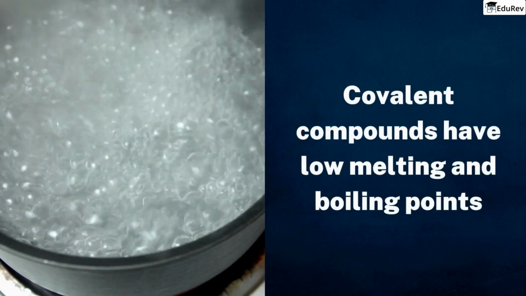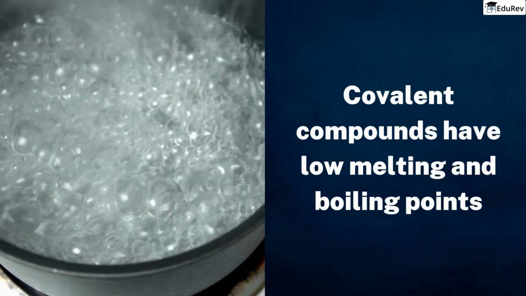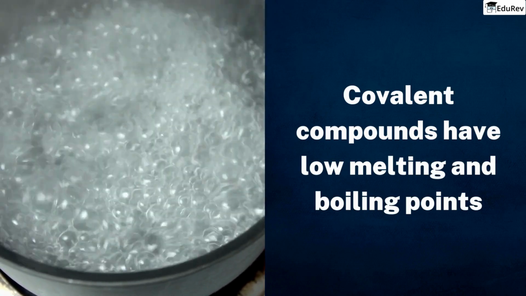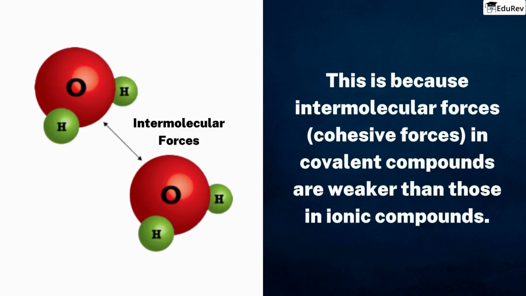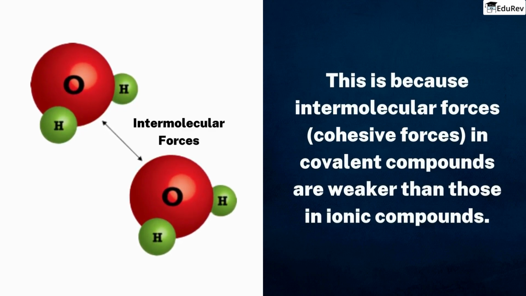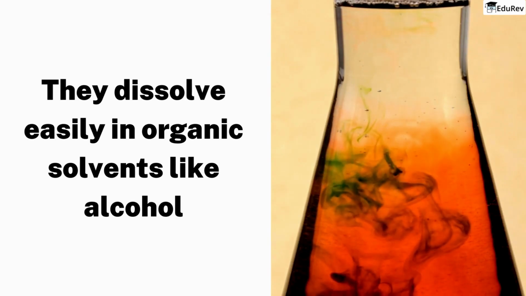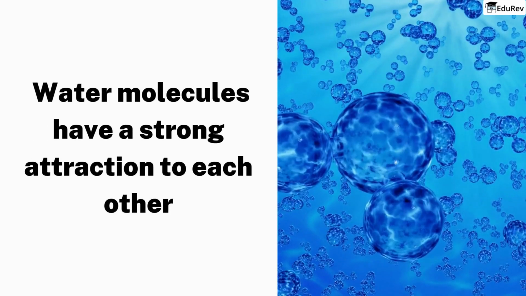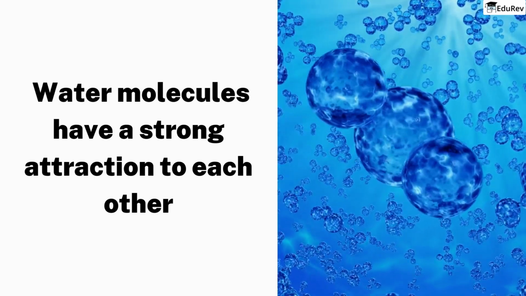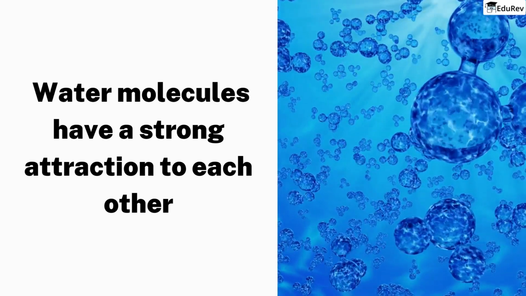Moving on to one of the most important topics of this chapter, characteristics of covalent compounds. Covalent compounds have low melting and boiling points, which means they can easily turn from a solid to a liquid or gas when heated. This is because intermolecular forces in covalent compounds are weaker than those in ionic compounds. They also tend to dissolve easily in organic solvents like alcohol, but they are not very soluble in water. This is because water molecules have a strong attraction to each other, making it difficult for other molecules to dissolve.